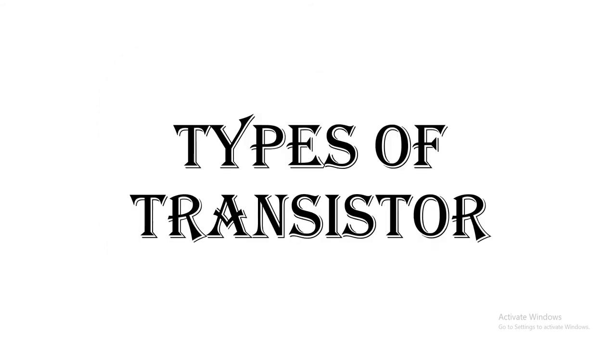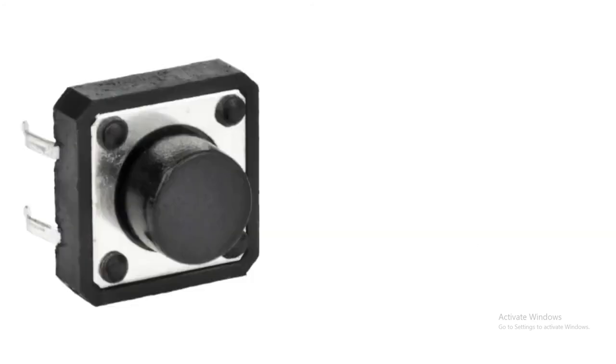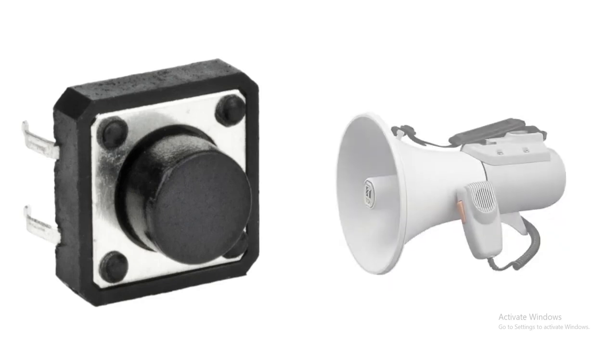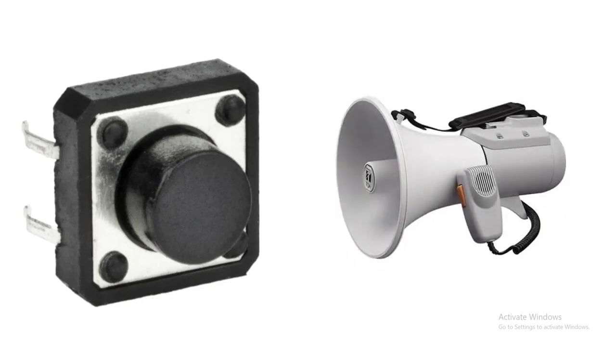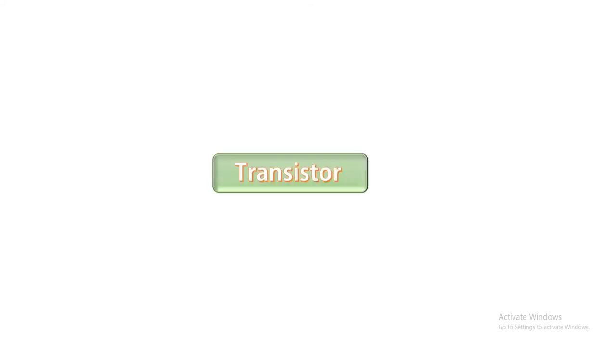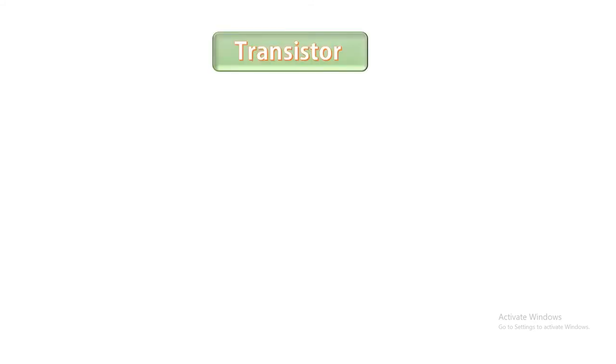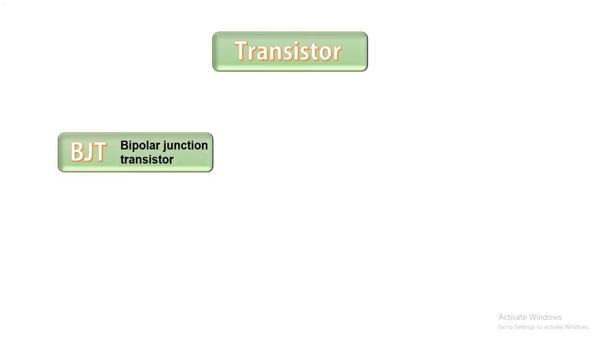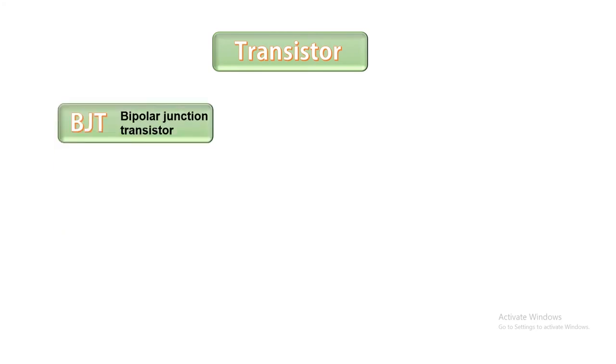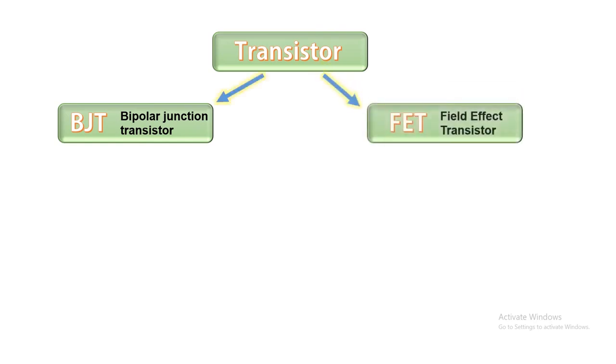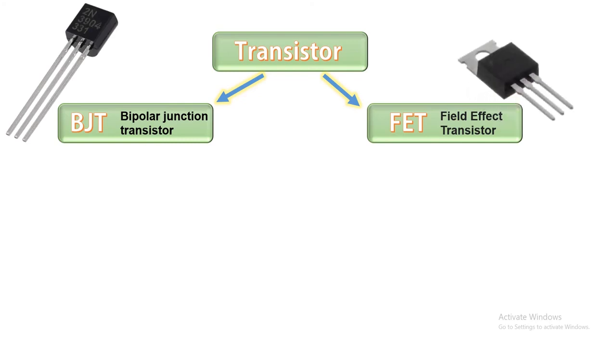I hope you understood. Types of transistor. I told you before, the functions of the transistor are switching and amplification. But now I will tell you the types of transistor. The transistor mainly has two types: BJT, called bipolar junction transistor, and FET, called field effect transistor. The BJT looks like this, while the FET looks like this.